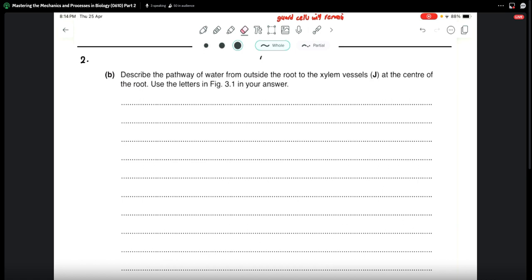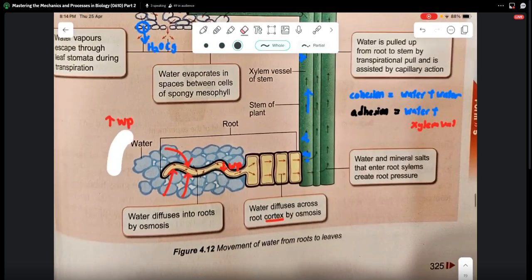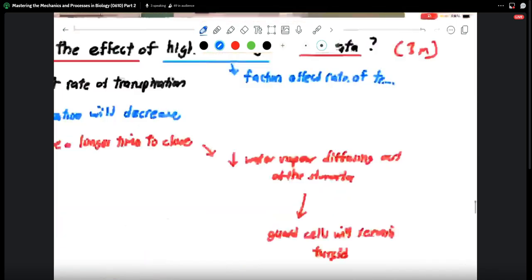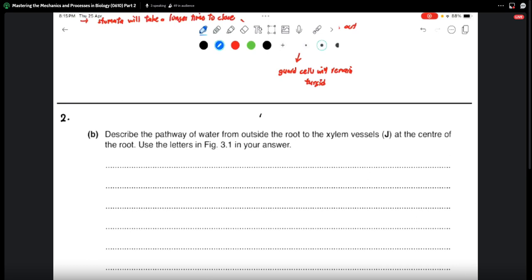So the question is saying, how does the water move from the outside, meaning from the root hair cell, from the extracellular environment to inside the xylem vessels. So how would you mention this is by referring to basically this section. All right, so this section is applicable for this question. So how would you explain this for 5 marks?